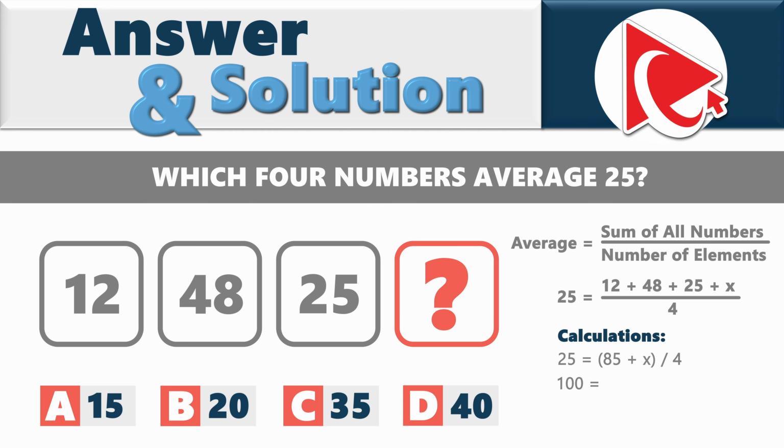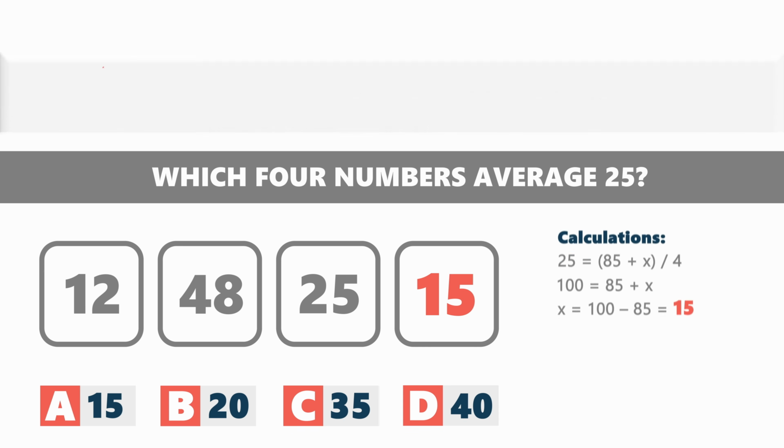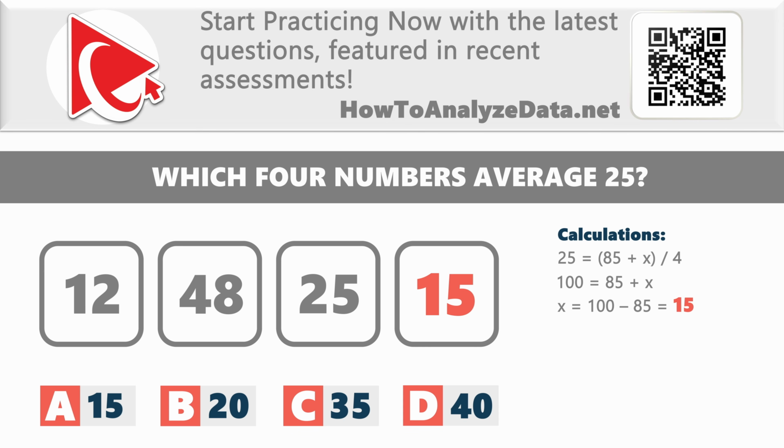Which means 100 would be equal 85 plus x, and x can be calculated as 100 minus 85 and would be equal 15. And let's make sure we walk the talk and don't repeat typical mistakes. Let's verify our answer.